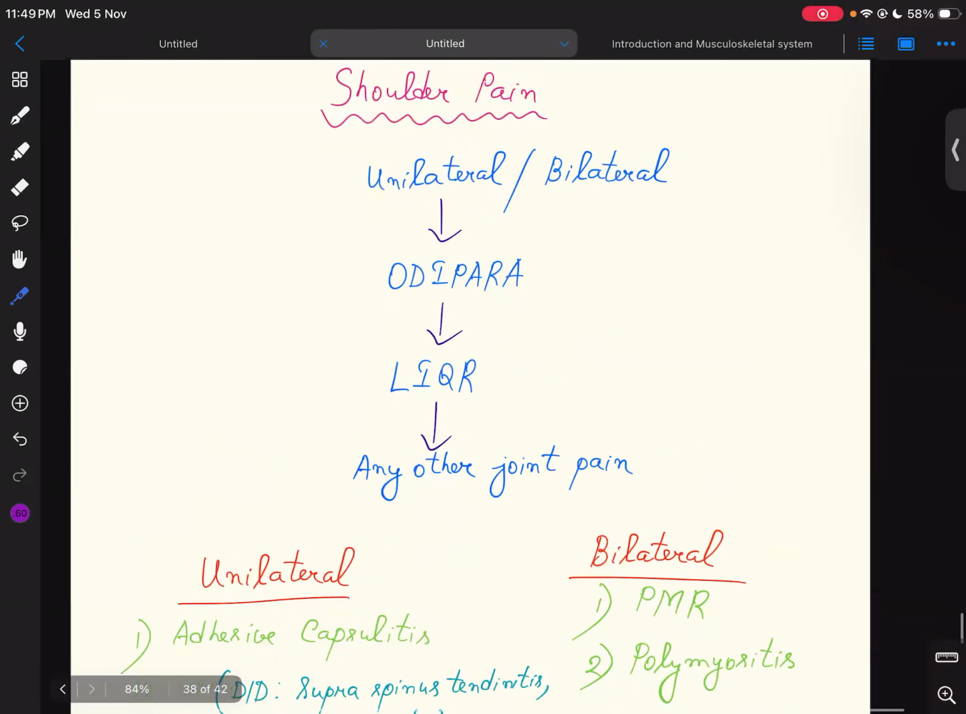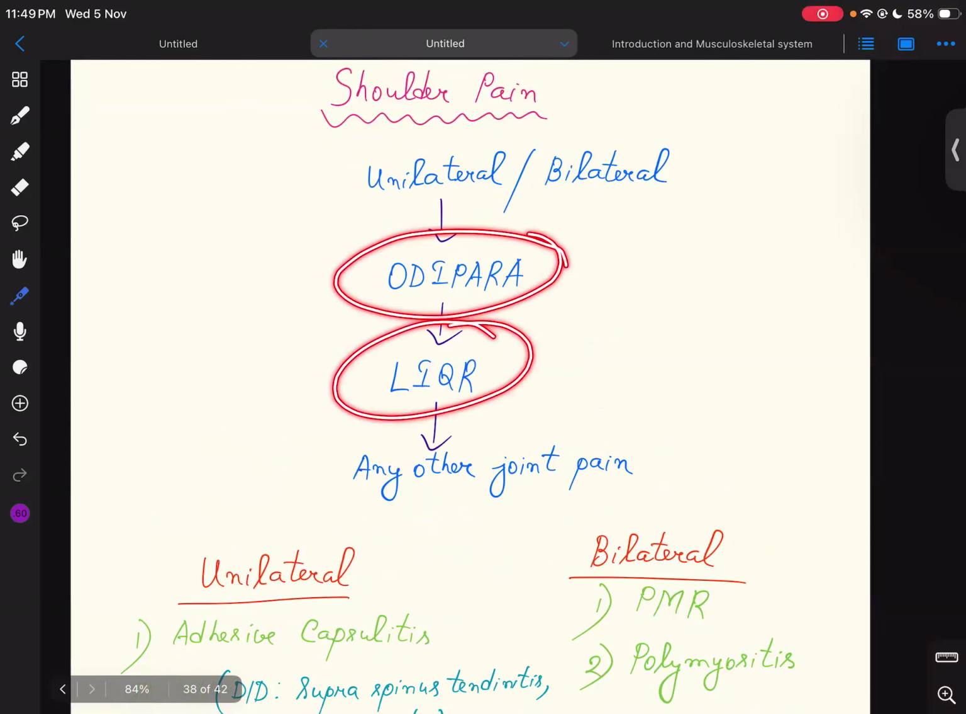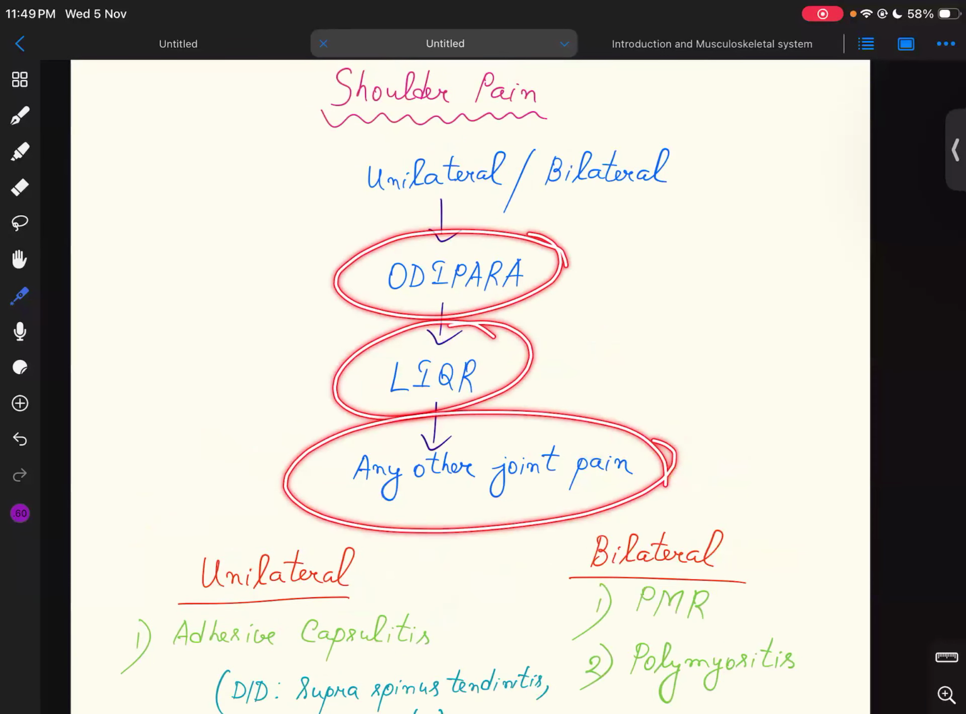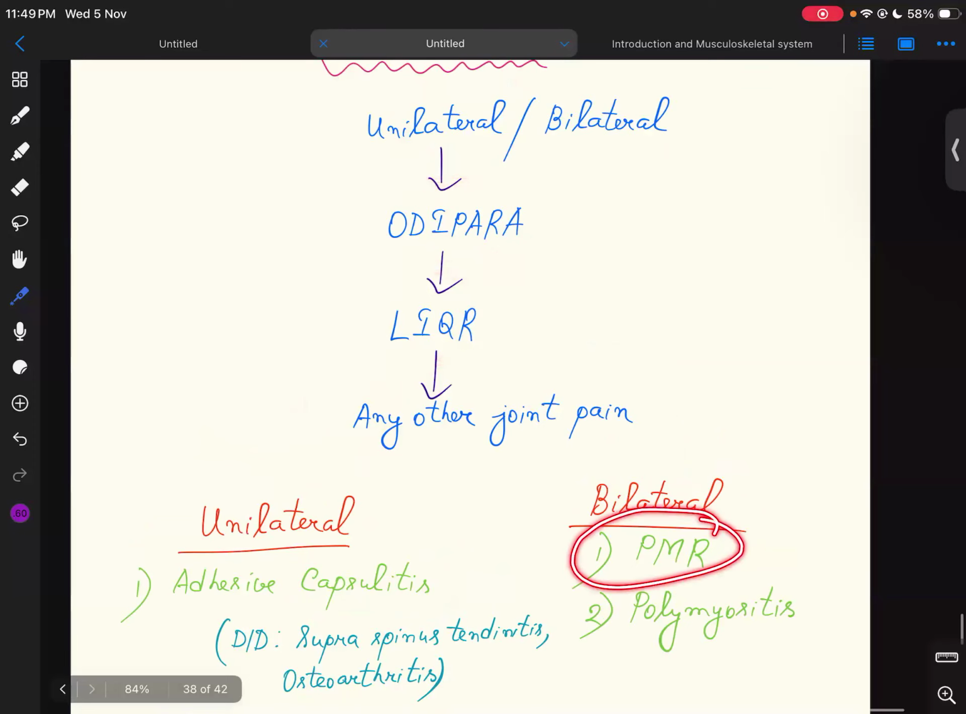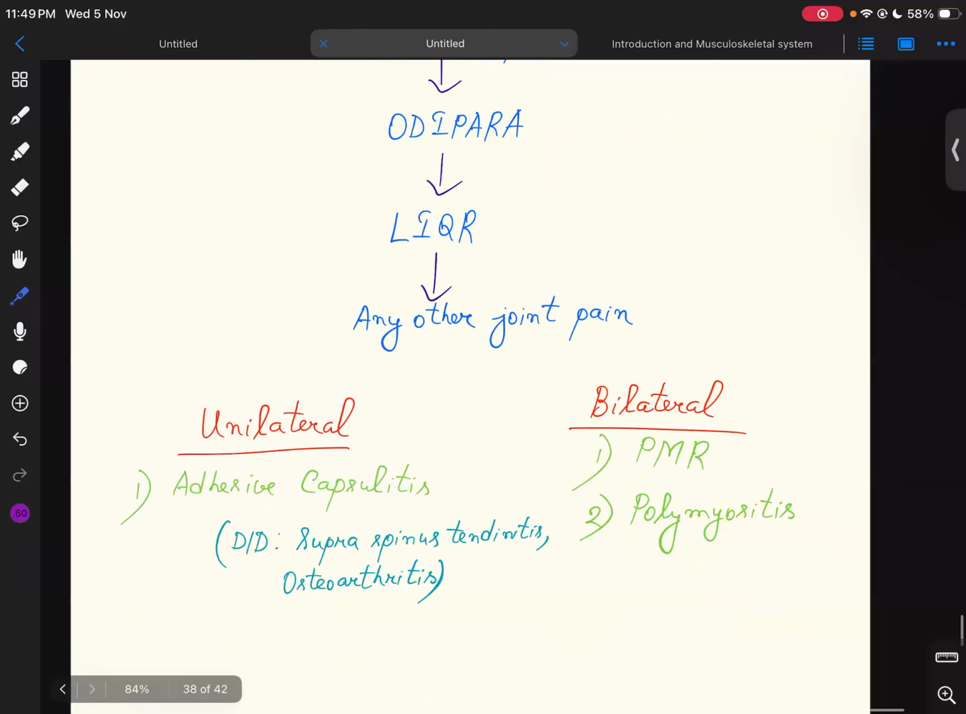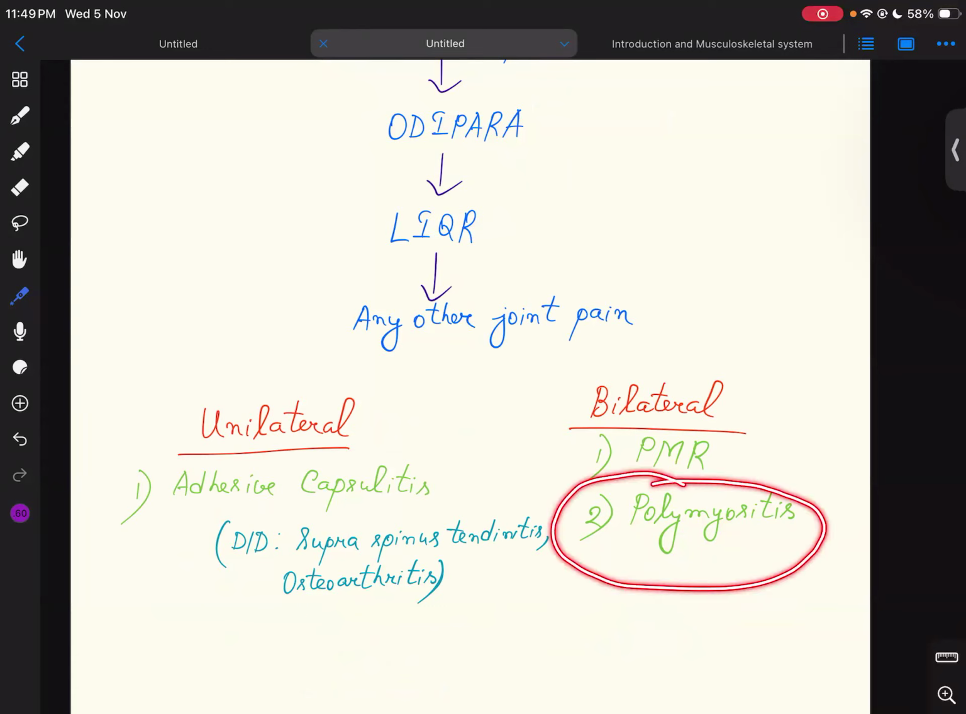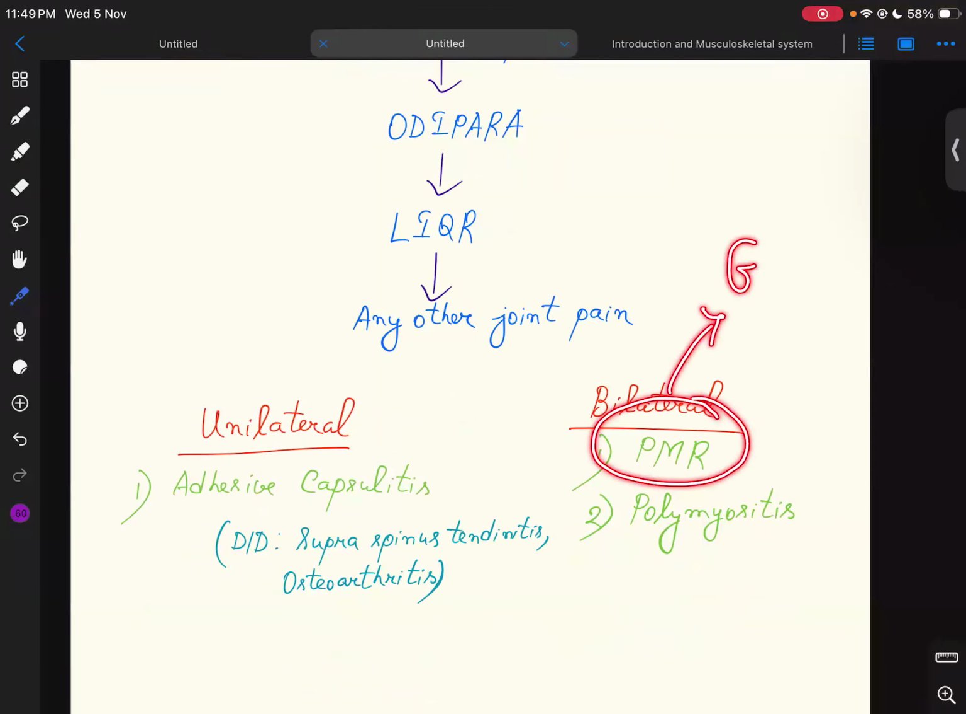So what you have to do after analyzing the symptom with Odipara, then Licor, then any other joint pain, you have to ask whether there is any morning jamming or not. If there is morning jamming with shoulder pain, then this is polymyalgia rheumatica. If there is no morning jamming but weakness with shoulder pain, then this is polymyositis. It is that simple. And in case of polymyalgia rheumatica, also rule out giant cell arteritis. So you have to ask whether there is any pain at the head, at one side of the head.